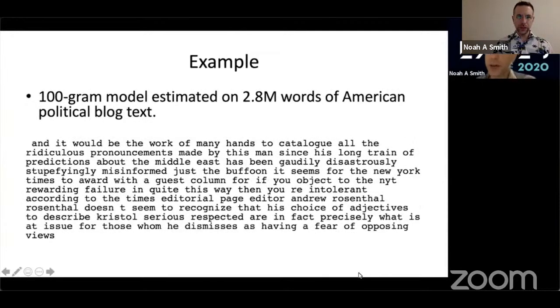When we go to 100-grams, which is effectively memorizing the data, we essentially are just resampling sentences from the training data. I think this is an exact quote from some of the training data.